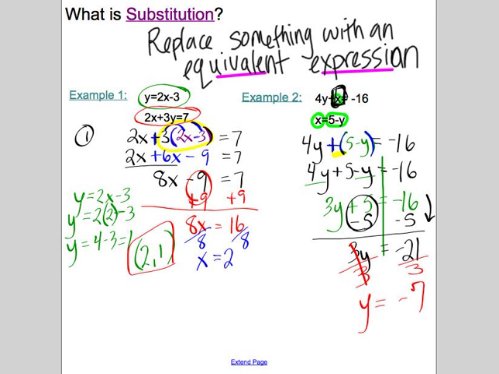Now I always have to go back and get my x value. So I always have to have both variables. So I'm going to go back, and I think I'm going to use this equation because it's easier, because it simply says x equals 5 minus y. Since y is negative 7, I'm going to enter that in for y. Again, it's like substituting y into 5 minus y.